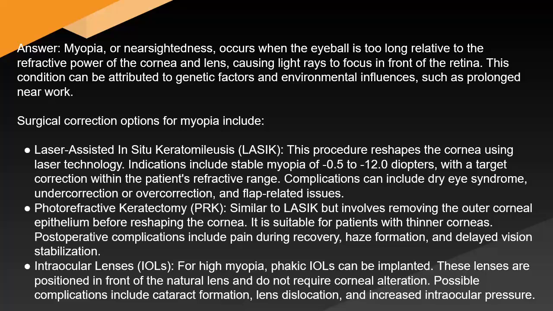Intraocular lenses (IOLs). For high myopia, phakic IOLs can be implanted. These lenses are positioned in front of the natural lens and do not require corneal alteration. Possible complications include cataract formation, lens dislocation, and increased intraocular pressure.